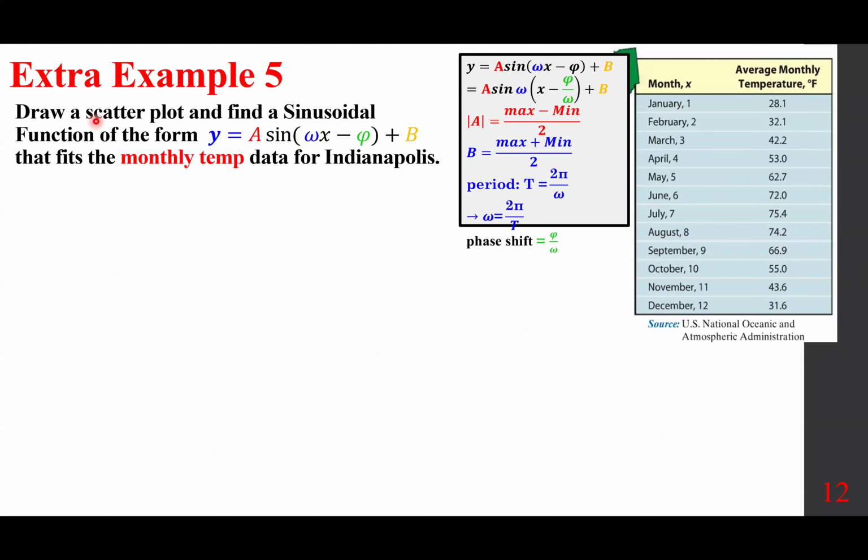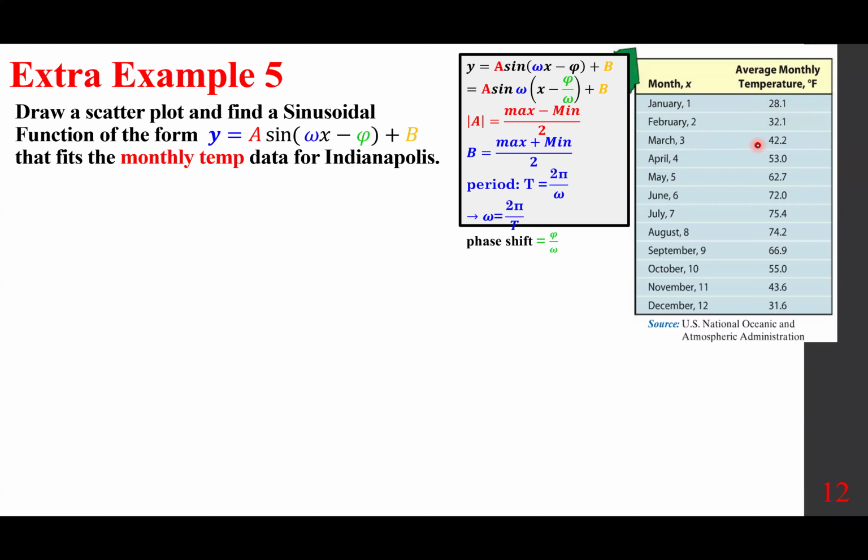All right. Draw a scatter plot and find a sinusoidal function of the form y equals a sine omega x minus phi plus b that fits the monthly temperature data for Indianapolis. Okay. So for example, January 1st, the temperature is 28.1 degrees Fahrenheit. February 2nd is 32.1 degrees Fahrenheit. March 3rd is 42.2, and so forth.